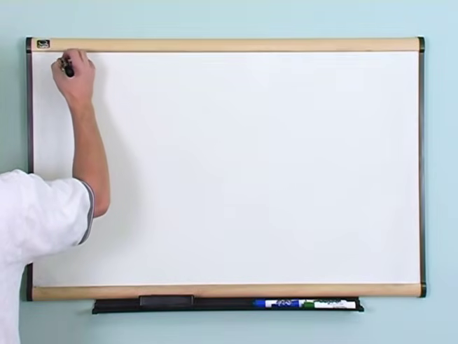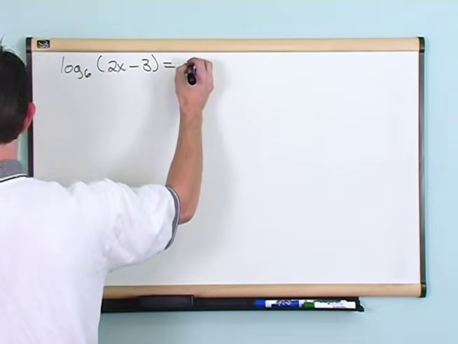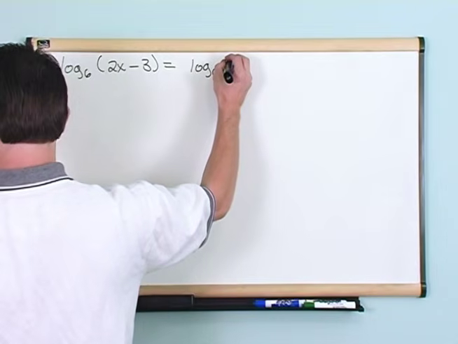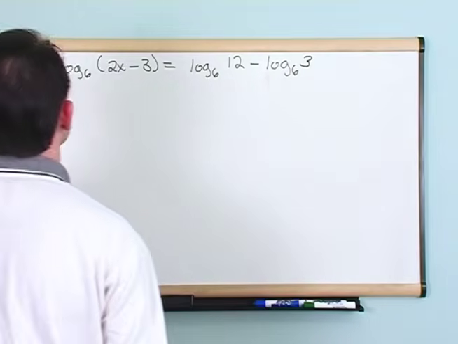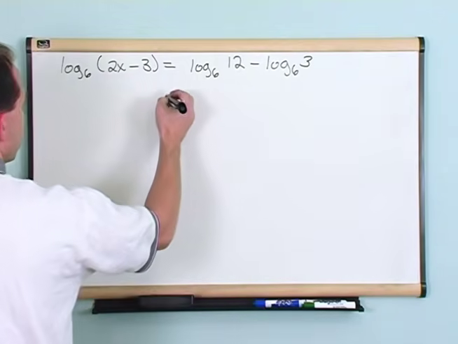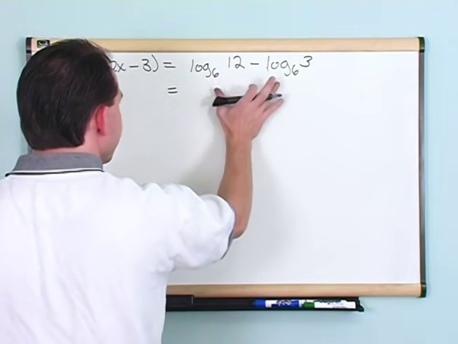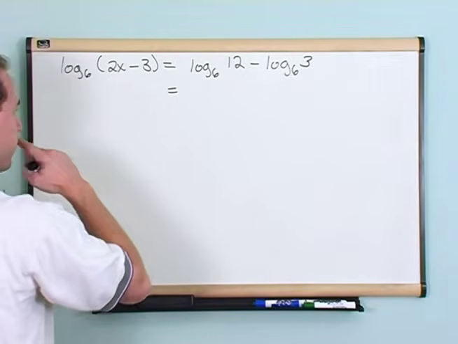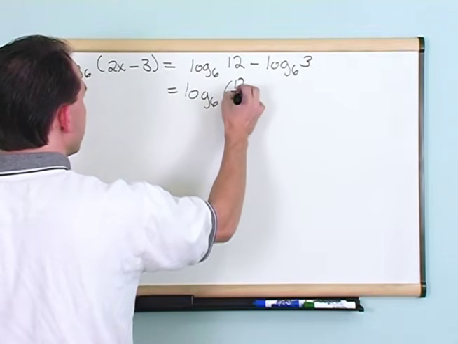Okay, what if I had log base 6 of 2x minus 3 equals log base 6 of 12 minus log base 6 of 3? On the right-hand side of the equation, first of all, before I deal with the left, look at the right. What I notice right away is that this is a difference of two logarithms that have the same base. So if you remember back on the previous board, I had written down that that would be equal to log base 6 of 12 over 3.